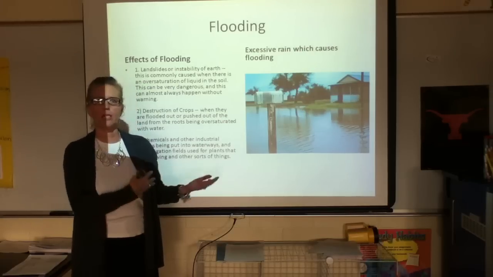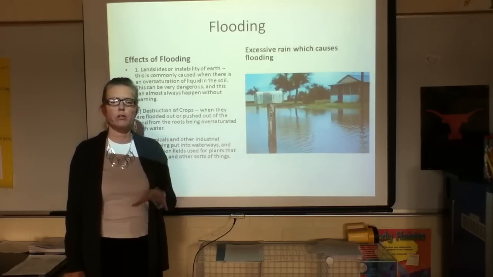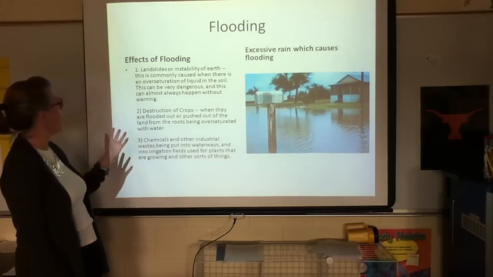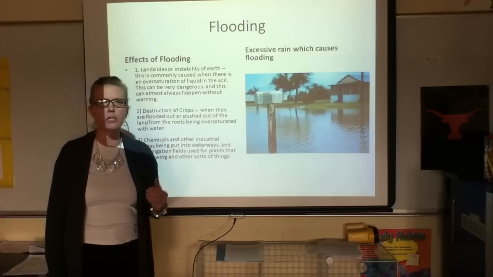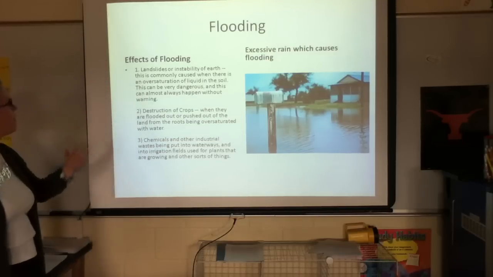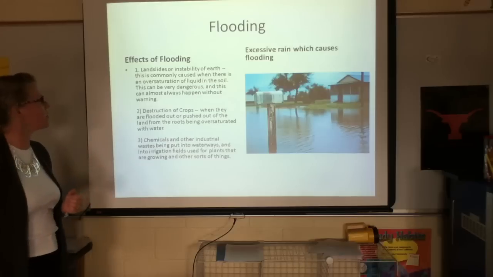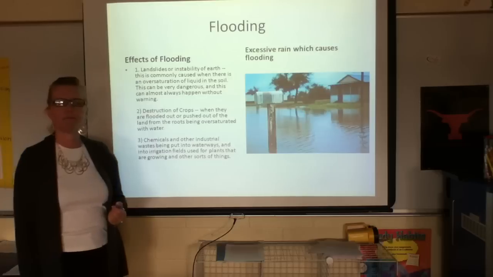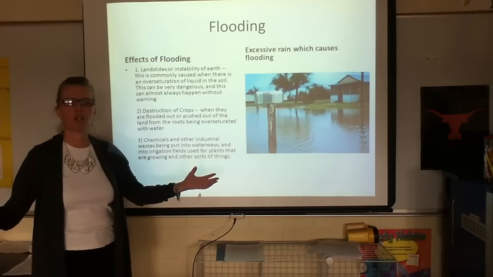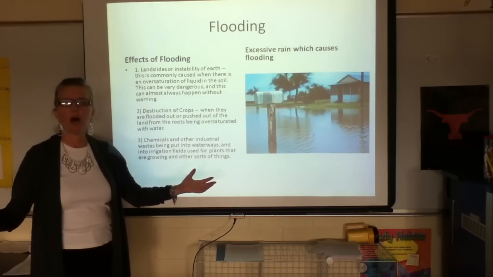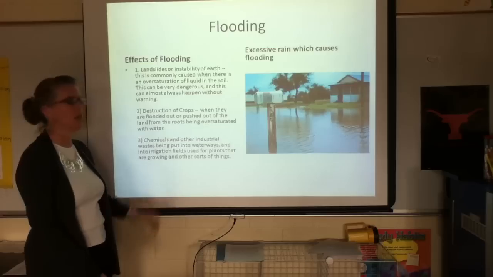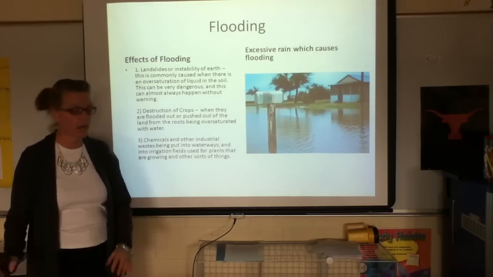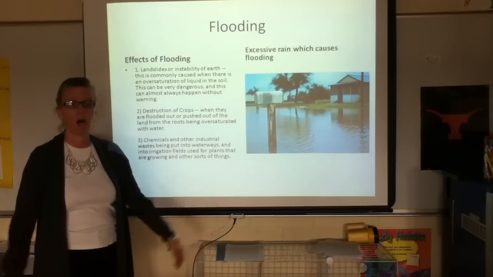So I have a personal relationship with flooding. They can be very detrimental to ecosystems. The first one, excessive rain, is what causes flooding. And as you can see, the effects of flooding include landslides, or instability of earth. Things move when you get too much water in the ground. Mud and earth will start moving, which can cause trees to get ripped up and plants to be destroyed, and basically homes sliding off the edge of the river.